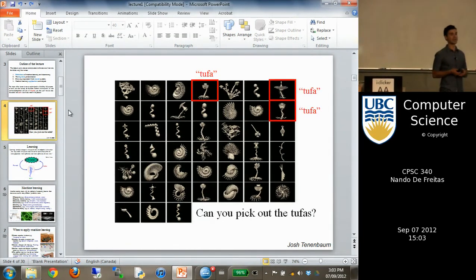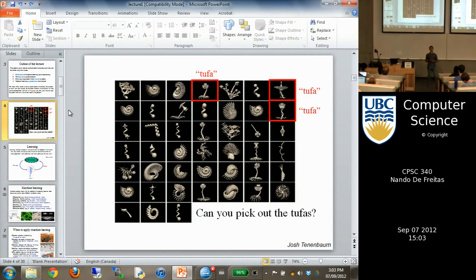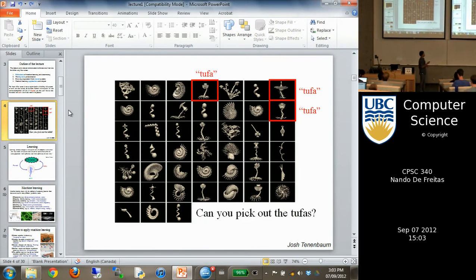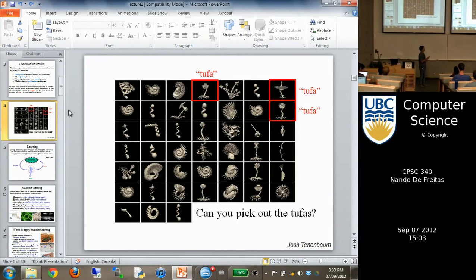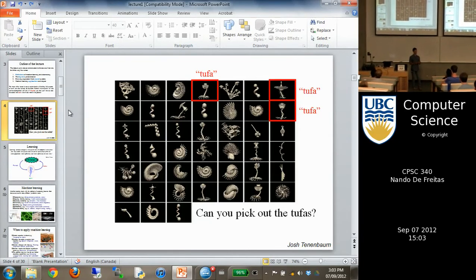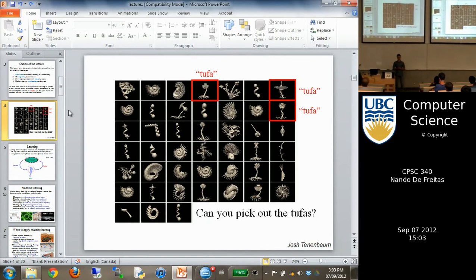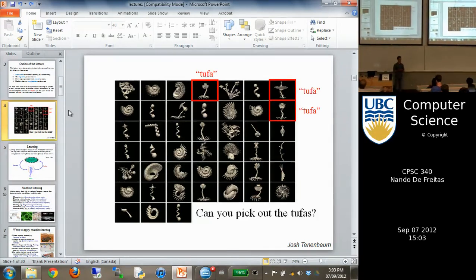So in the last class, we learned that it's sometimes very hard to tell a computer what something is. So it's very hard to program a computer. And one example was this. It's very hard to tell a computer what a tufa is. Something as simple as this is actually quite hard. But on the other hand, it's easy to tell a computer, here's a bunch of tufas.